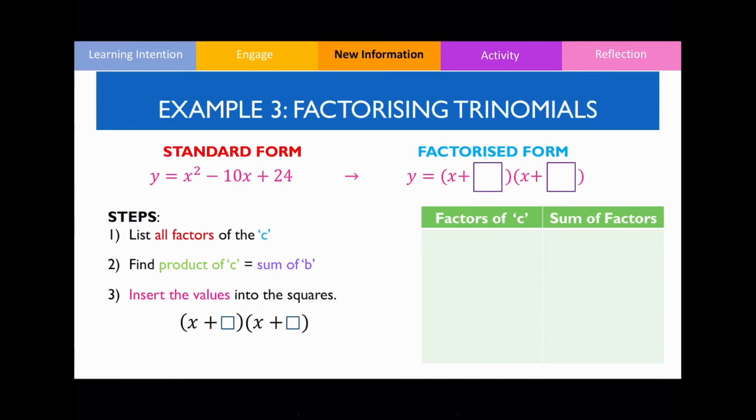All right, so looking at another example, okay, guys. This is going to be a bit different because this one has a negative sign, but I'll show you it's pretty much the exact same process. So again, we're going to list down all the factors of c. So c in this case is equal to 24. So you've got 1 and 24. You can also have negative 1 and negative 24. You can have 2 and 12, negative 2 and negative 12. You can have 3 and 8, negative 3 and negative 8, 4 and 6, as well as negative 4 and negative 6, okay?